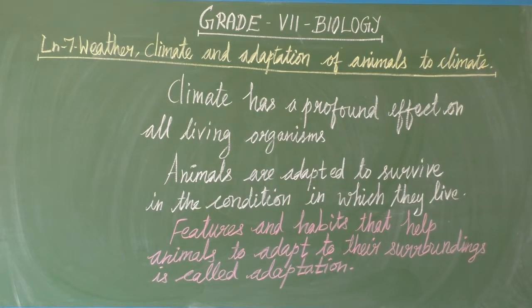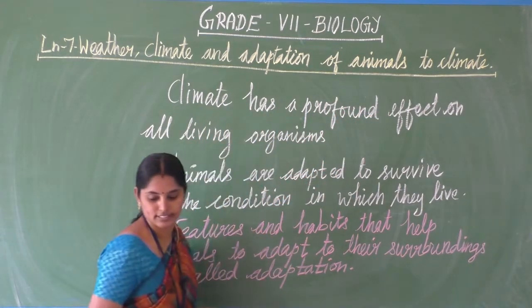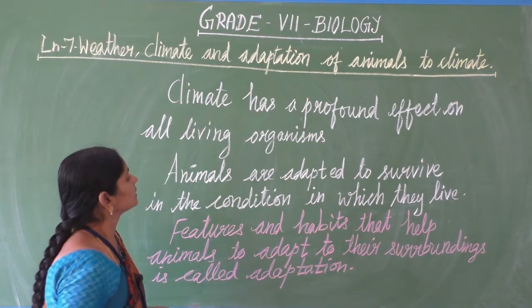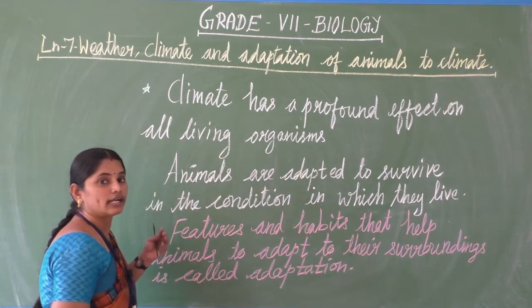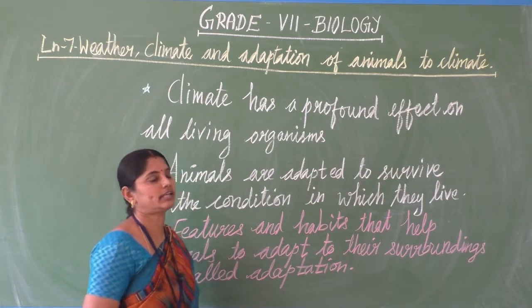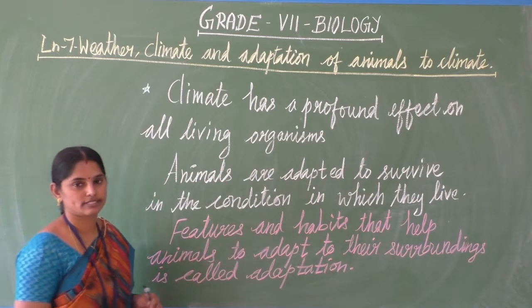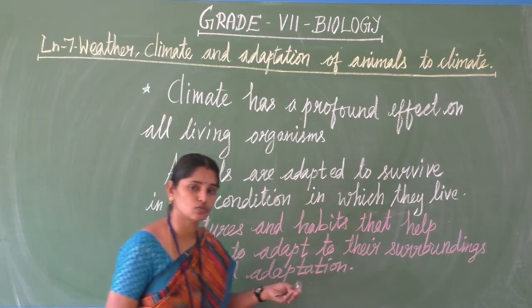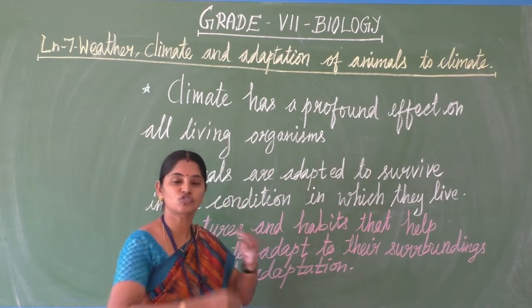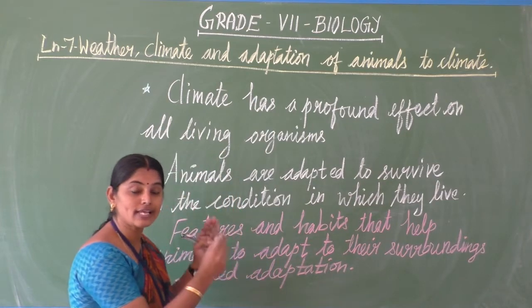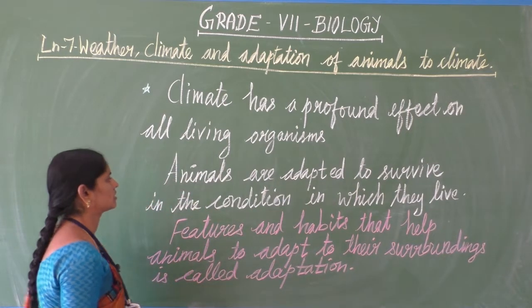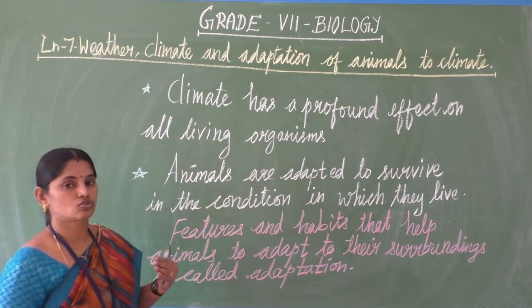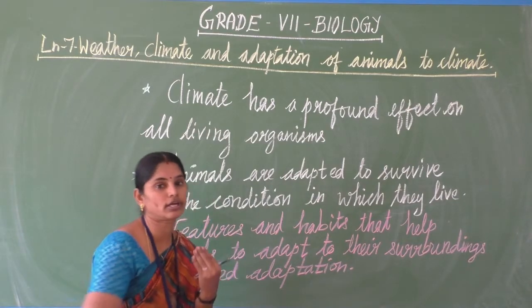Now we are going to see about adaptation of animals to climate. Clear? See here, climate has a profound effect, that means an important effect, on all living organisms, not only animals and plants, even a small living creature is also affected by changes in the weather and climate. So it has its effect on every living organism's lifestyle and life condition. And animals, how do they live? They adapt to the condition.